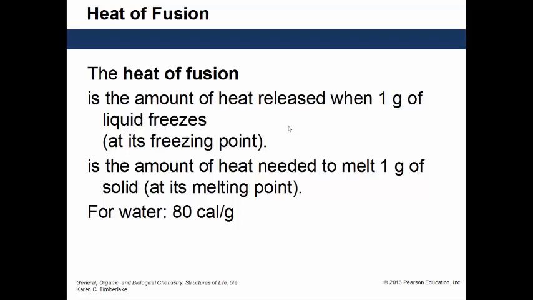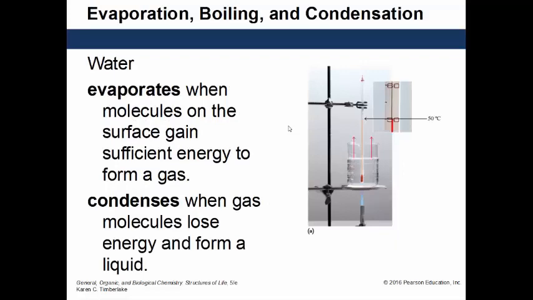Also, the amount of heat needed to melt 1 gram of a solid at its melting point. So for example, water, the heat of fusion is 80 calories per gram of water. Alright, next we'll compare evaporation, boiling, and condensation.